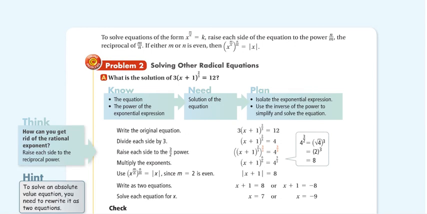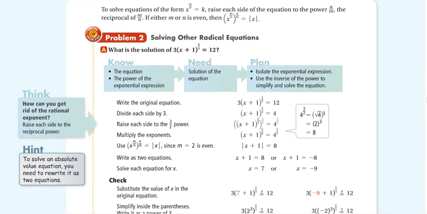We're going to be looking at problem number 2, solving other radical equations. To solve equations of the form x to the power of m over n equals k, you're going to need to raise each side of the equation to the power n over m, which is the reciprocal of m over n. Notice if either m in the numerator or n in the denominator is even, then x to the m over n, raised to the n over m, equals the absolute value of x.